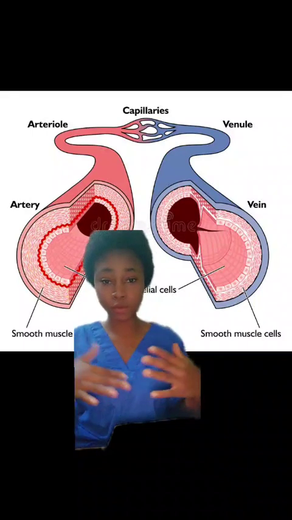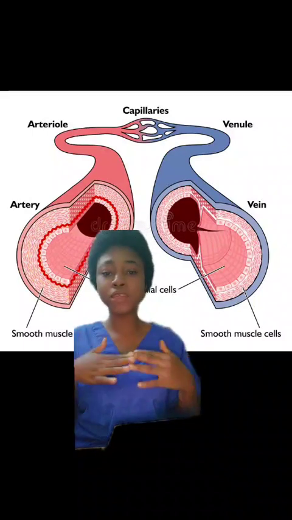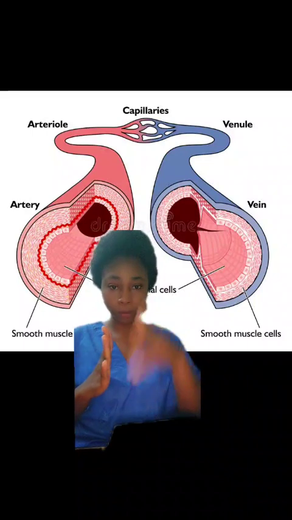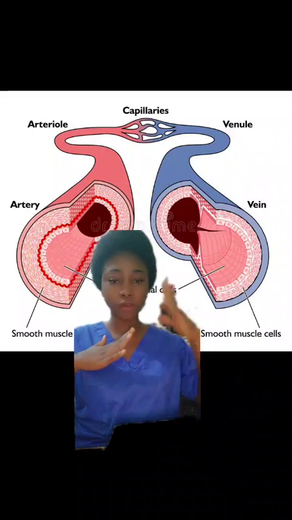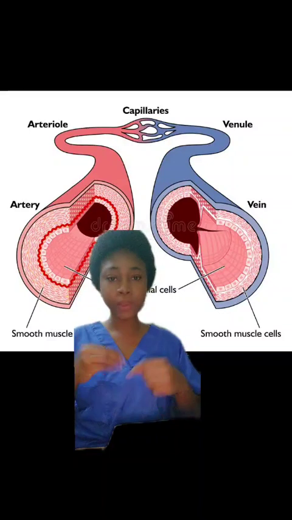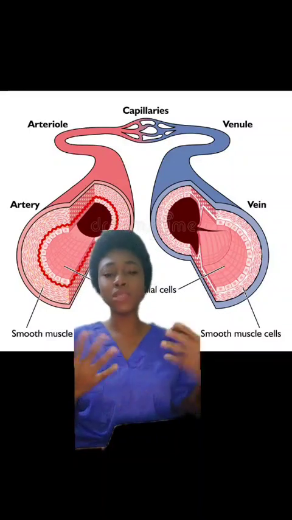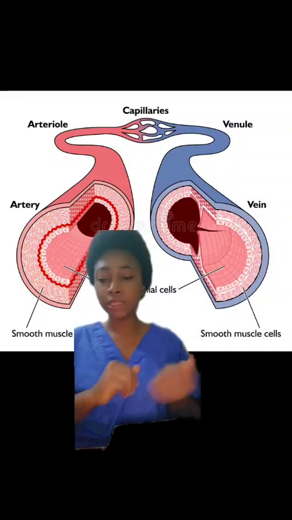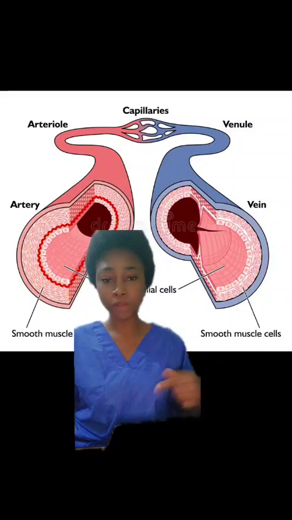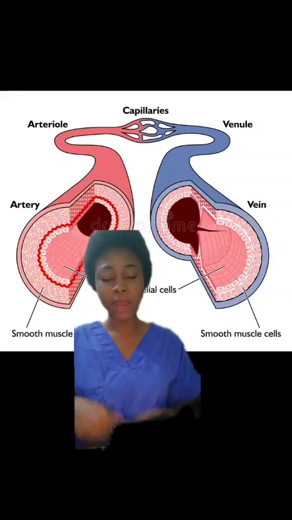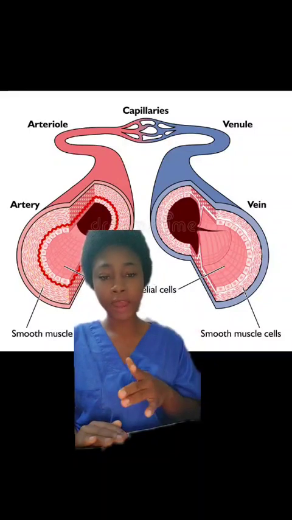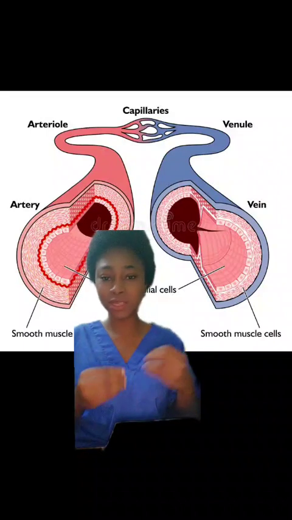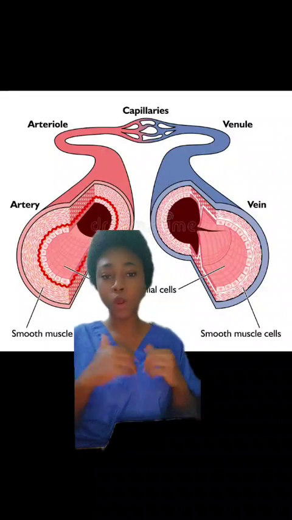And then what do these valves do? What's their function? They prevent backflow of blood. When they open, blood passes through, and they close to prevent the blood from going back to where it is coming from. Mostly they are found a lot in the veins coming from the limbs to prevent backflow. And then these veins have larger lumen to reduce the resistance of blood flow under low pressure.